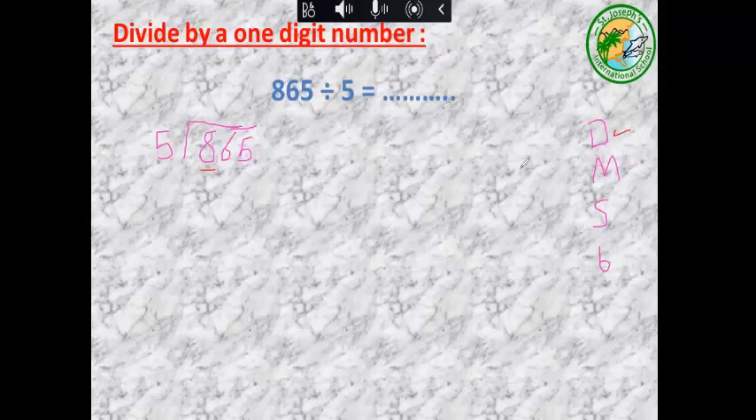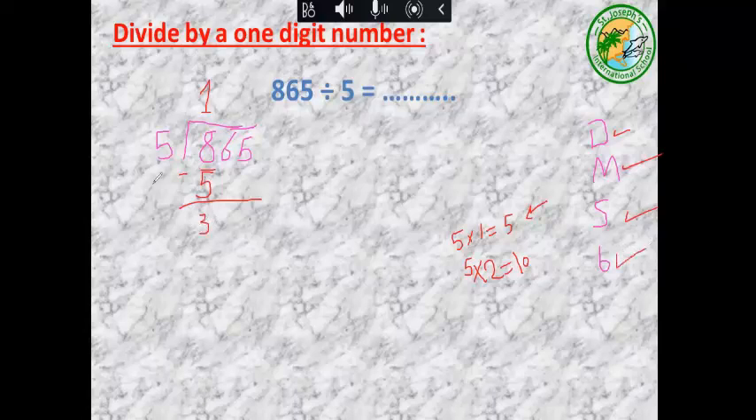What can I do? I just have 5 times 1 equals 5, and 5 times 2 equals 10. So I will choose the smaller one. 5 times 1 equals 5. And this is the second step. The third step is subtract: 8 minus 5 equals 3. And then bring down the next number.